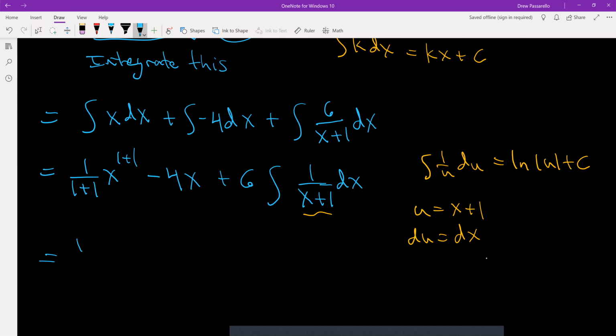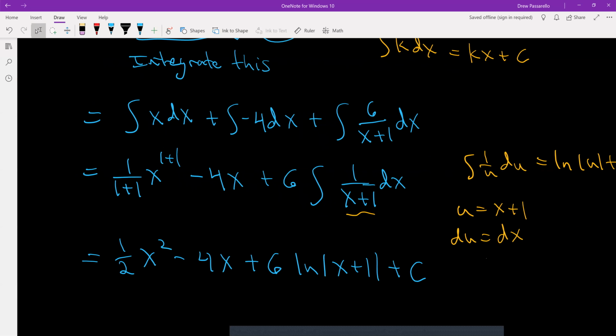So we're going to have 1/2 x squared minus 4x plus 6 times, and then we integrate this. That's like 1 over u du, which becomes the natural log of u plus c. In this case, u is x plus 1. That'll be the natural log of the absolute value of x plus 1, then plus c. And that whole thing is going to be our answer.